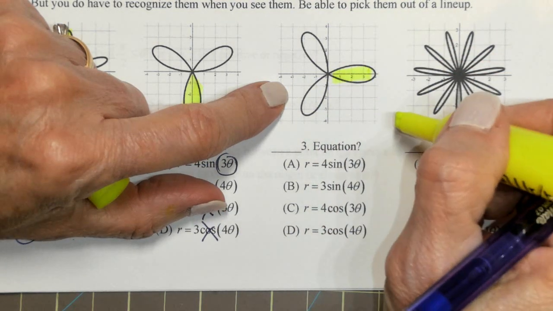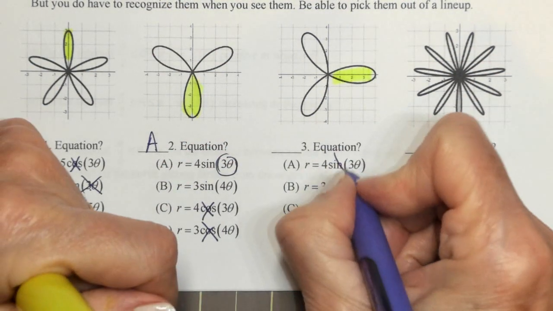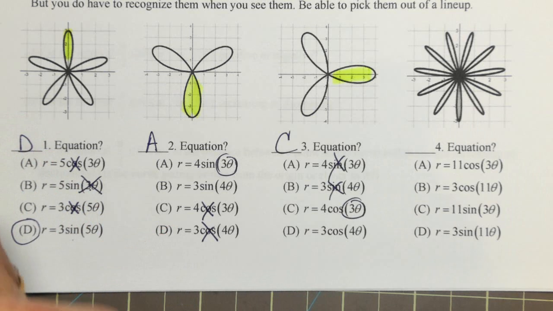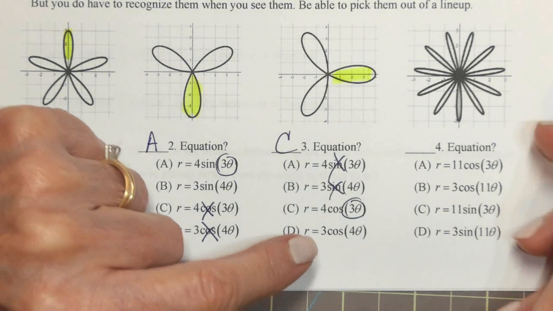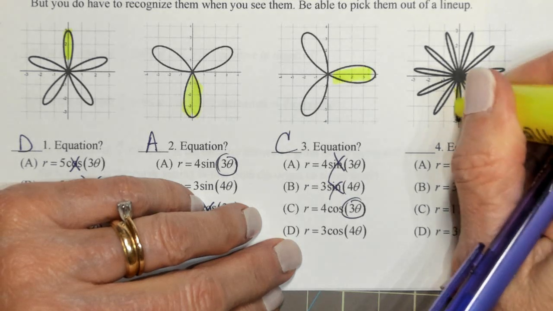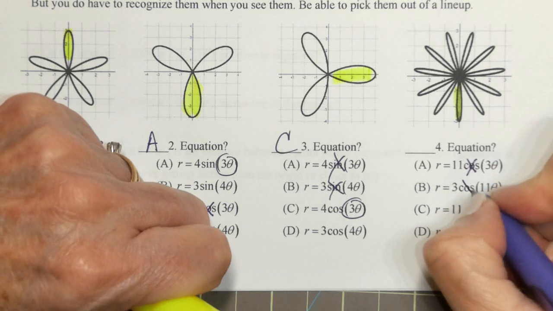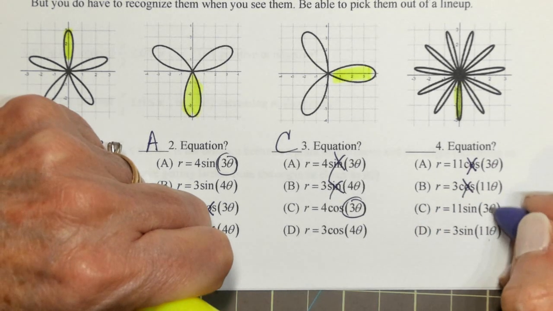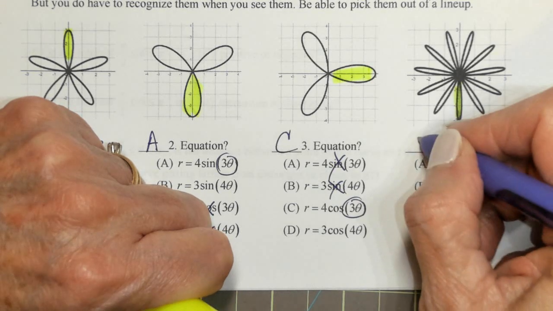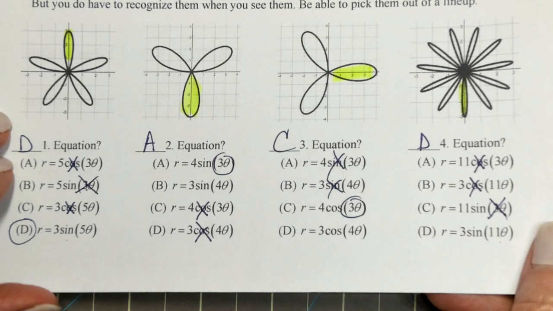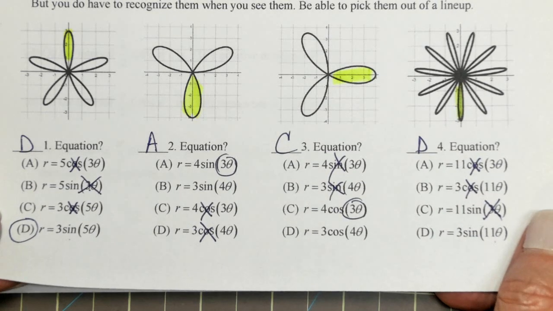X-axis must be cosine, not sine. How many petals? 3. Okay, all right, for this one. Y-axis, but not x-axis, so it cannot be cosine, it must be sine, and it has way more than 3 petals, so this must be D. So that would be a typical test question for seeing if you know what the graph of an odd-petaled rose with a sine equation looks like. Okay.